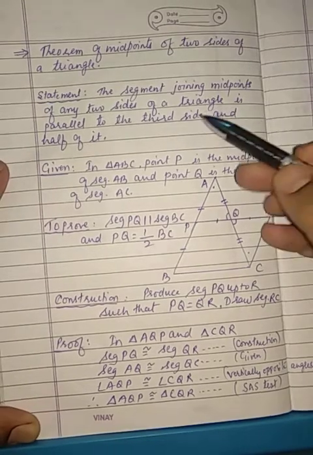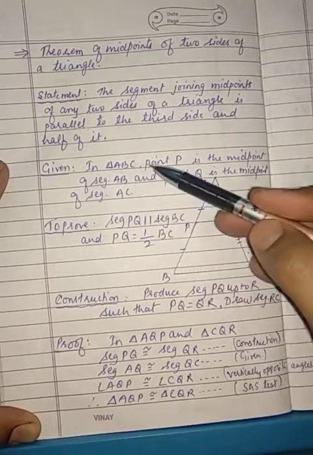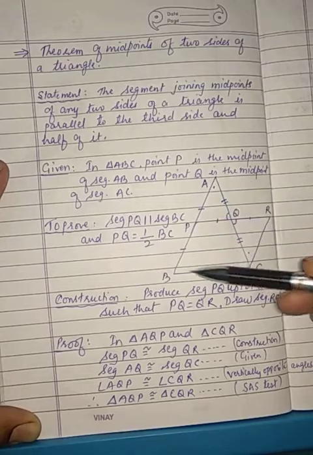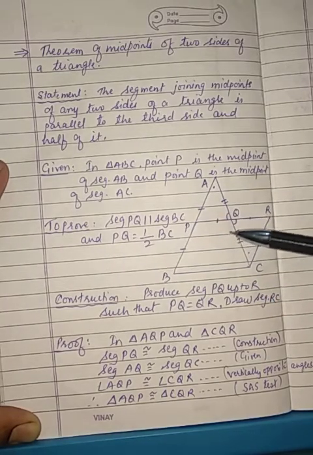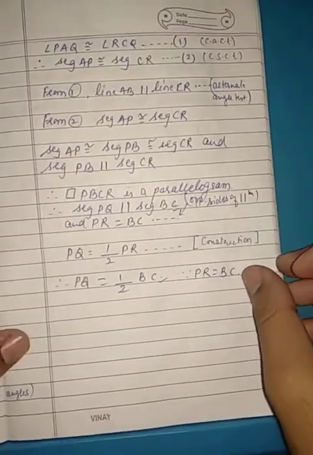In the exam you don't need to write the statement, but you have to write the given data, to prove, and construction. You have to draw the correct figure. This is very important, to draw the correct figure, and then you can write the proof. Okay, statements with reasons.